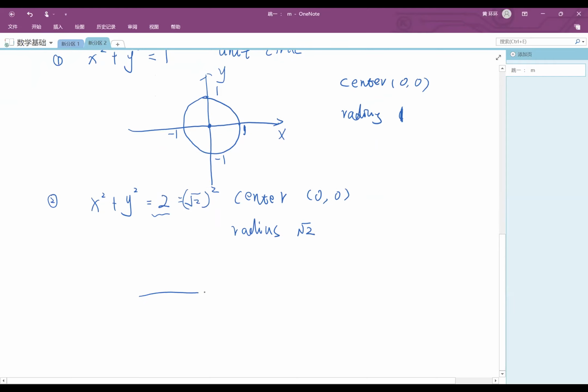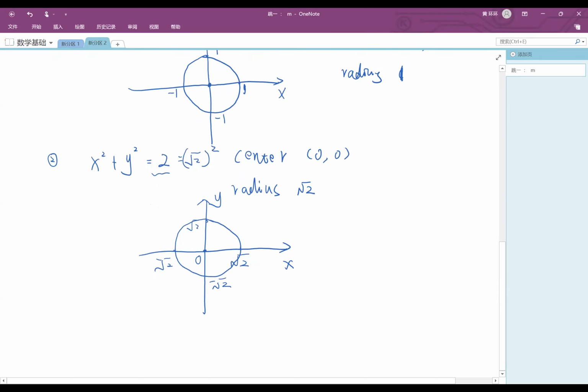And then we draw it in the Cartesian plane. This is the center of this circle, and the radius is the square root of 2. So this is the square root of 2, and this is the square root of 2, and we draw a circle. This is the negative square root of 2. So this is the graph of this circle, okay?